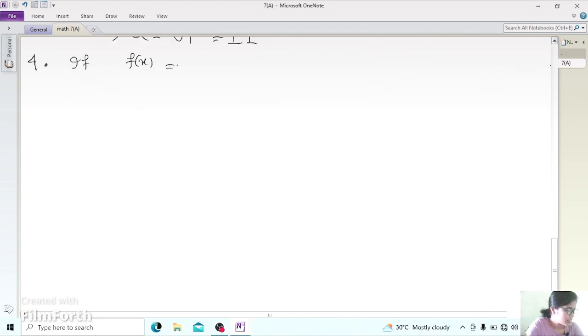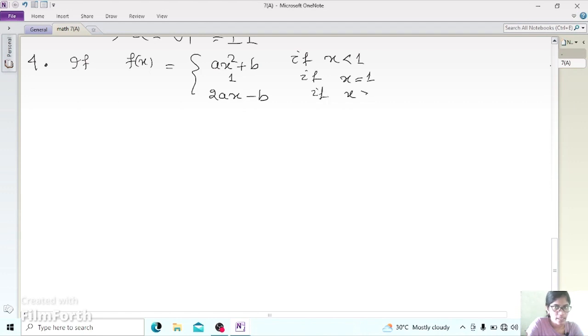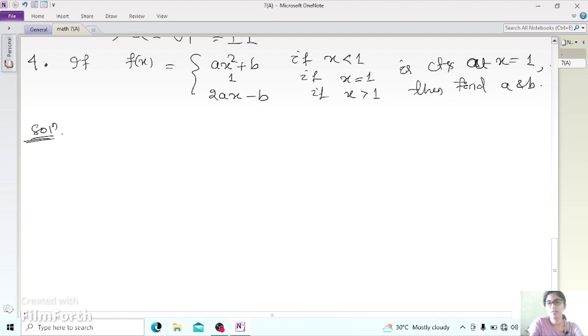If f(x) is equal to ax square plus b if x less than 1, 1 if x is equal to 1, 2ax minus b if x greater than 1, is continuous at x equal to 1, then find a and b. Okay. How will we solve?